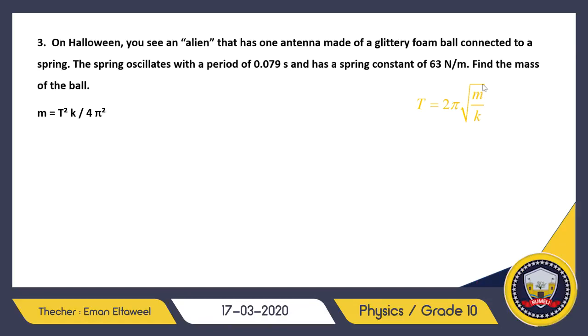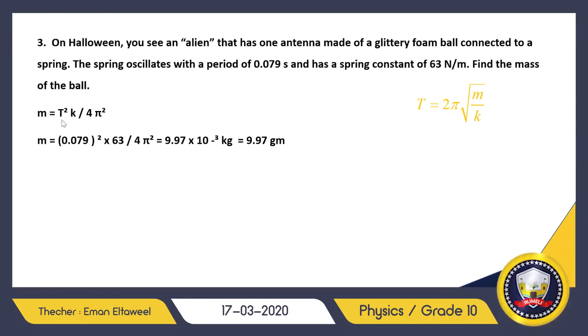To get m alone on one side, we have to get rid of the square root by squaring the two sides, then making a cross multiplication. So m equals T squared times k divided by 4 pi squared. Again, by direct substitution, m equals 0.079 squared times 63, which refers to k, divided by 4 pi squared. It equals 9.97 times 10 to the power negative 3 kilogram, the mass of the ball.